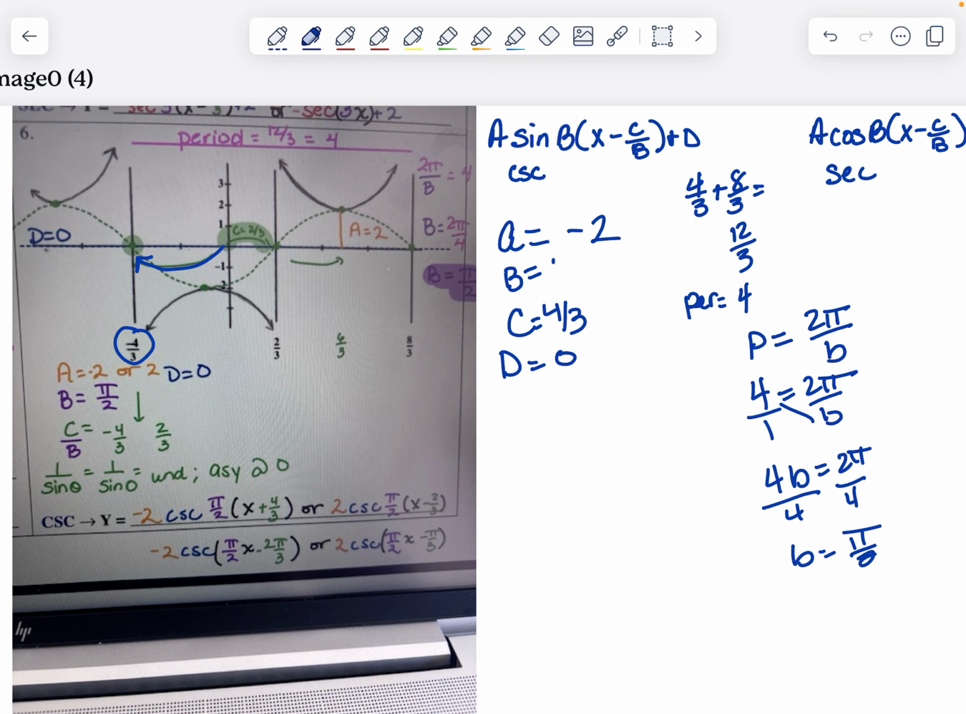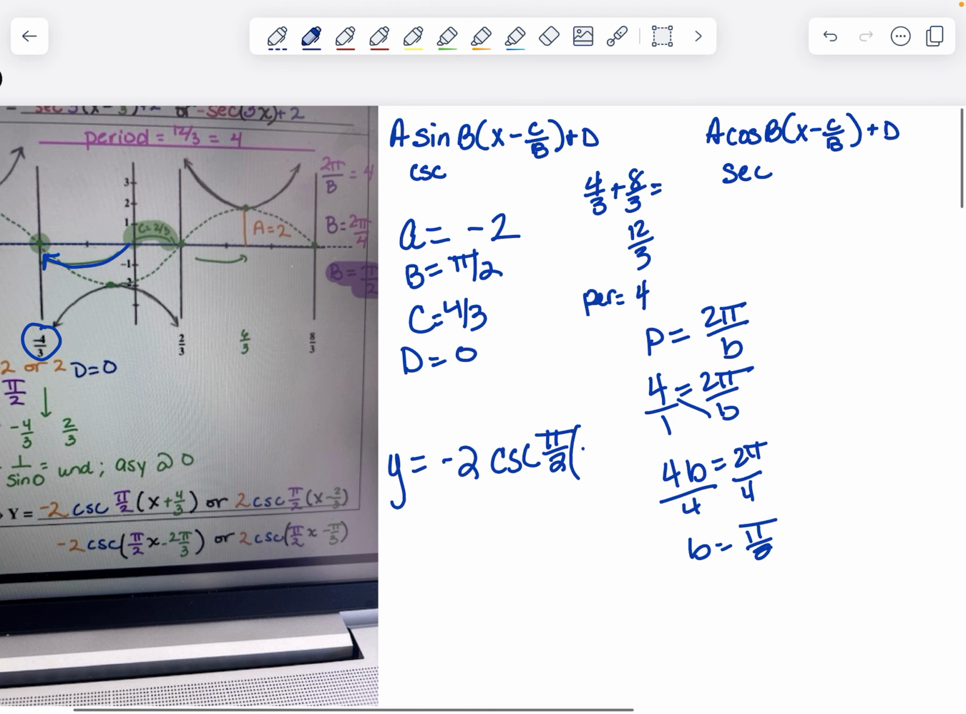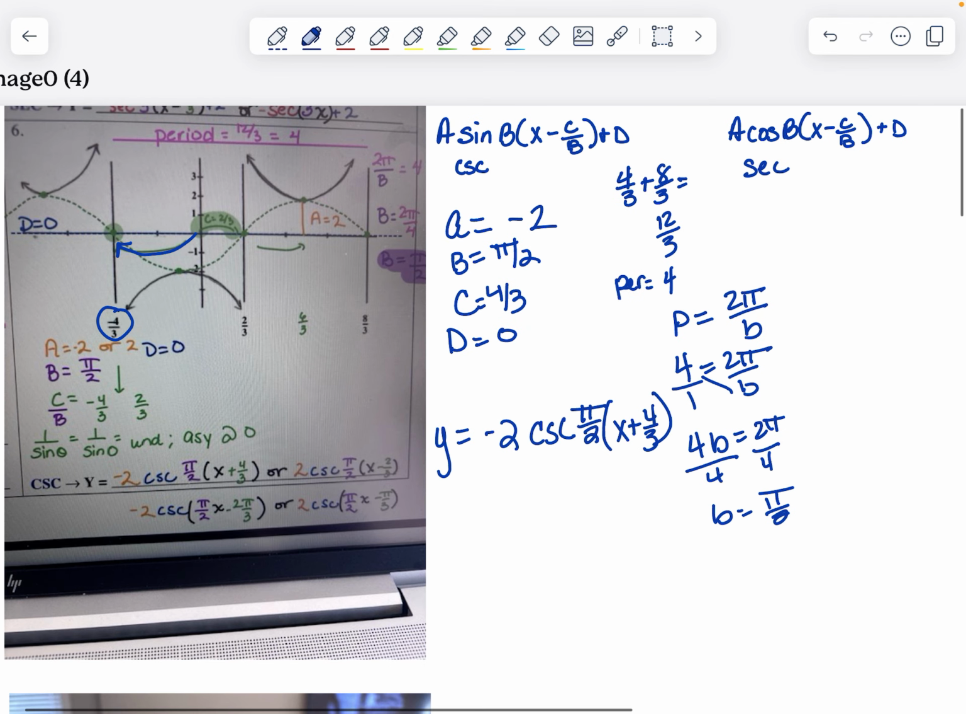So pi over 2. And now that we have all those pieces, we are going to write it, but with cosecant. So the 2 cosecant, the B is pi over 2. Okay. The C is 4/3. I'm running out of room. We don't have a 0, so we don't have to write that in the end. So here is that formula.